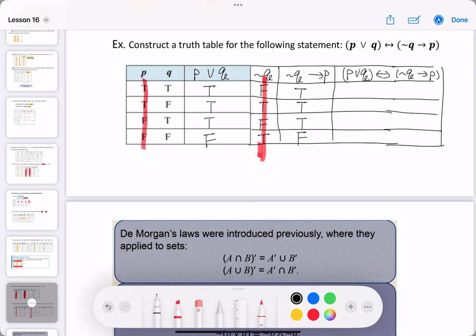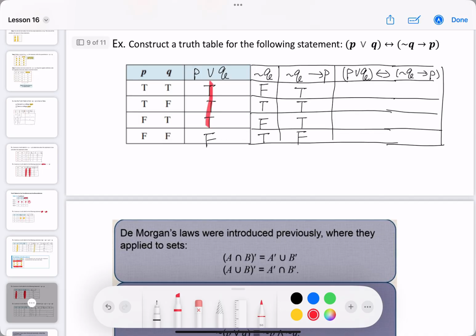Okay, let's see the last part. Which two statements do I need to combine? The first one is P or Q, this column, and the second one is here. So let's start. T, that is true, and true. Another true. Another true statement. False and false is also true because this is a biconditional statement. So they are all true.